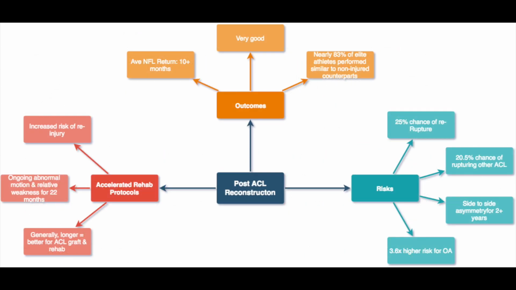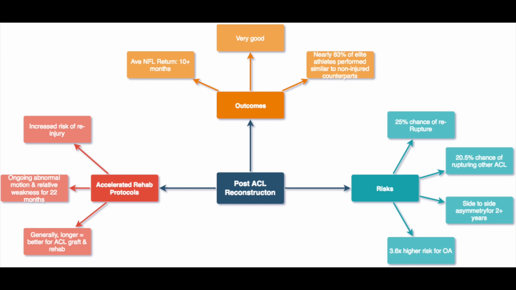So there's a new protocol in ACL rehab called an accelerated rehab protocol, where players are coming back earlier and earlier. And this really might have started after AP's ACL injury, where he came back pretty dang quickly and he came back really good. But I always warn, I believe he's the outlier in many things. What we've seen with these rehab protocols is that there is an increased risk of re-injury. There's ongoing abnormality side to side for almost 22 months. And generally, from talking to many different providers, the longer the better for ACL rehab because it allows a graft to heal.